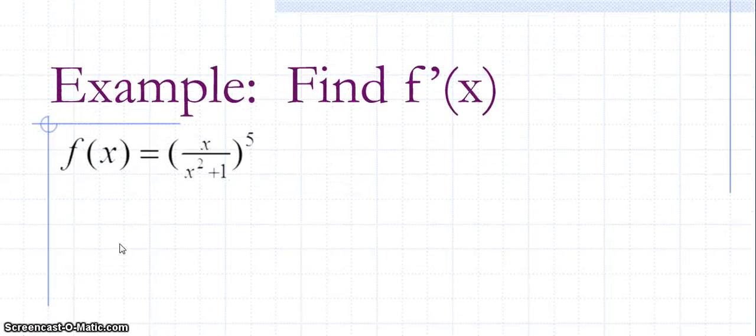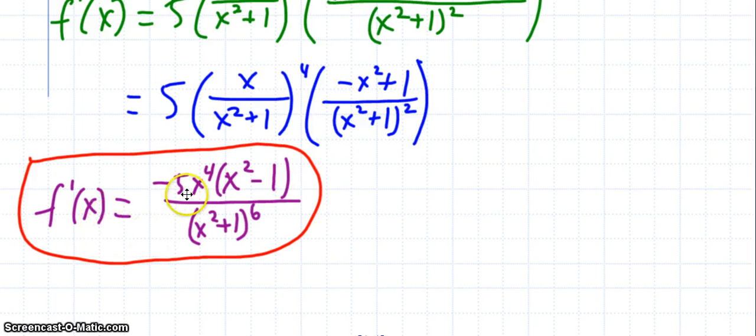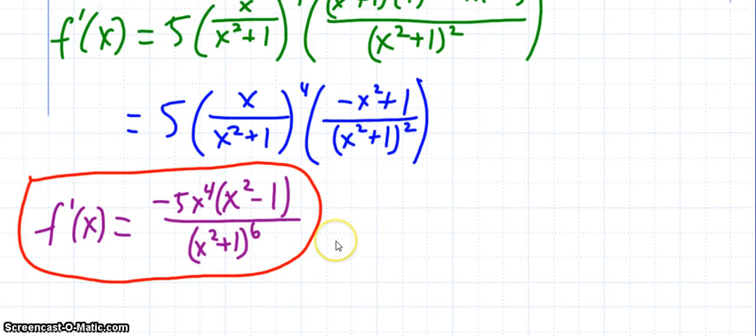Alright, try this one. f of x equals the quantity x over x squared plus 1, all to the 5th. Spoiler alert, you can use the quotient rule if you choose, but you don't have to. Pause the video, unpause when you're ready to check. Alright, so here we should end up with negative 5x to the 4th times the quantity x squared minus 1 over the quantity x squared plus 1 to the 6th. Alright, how do we get that?